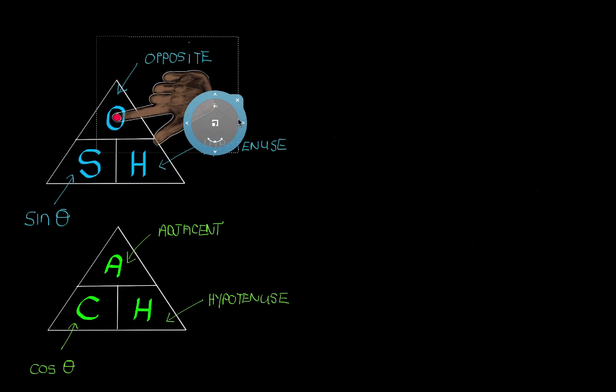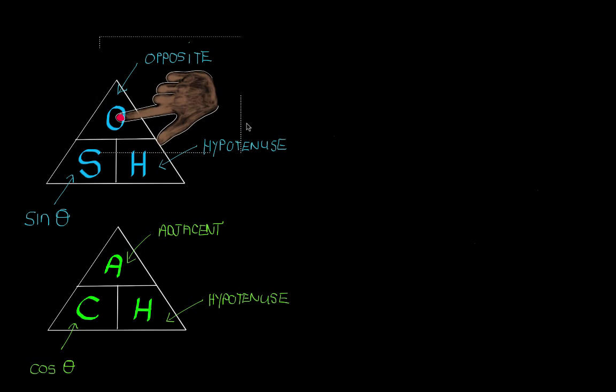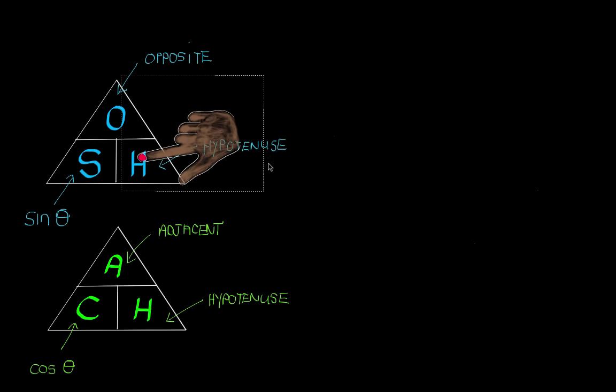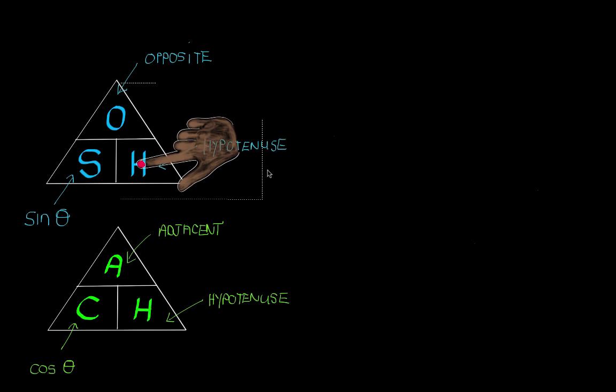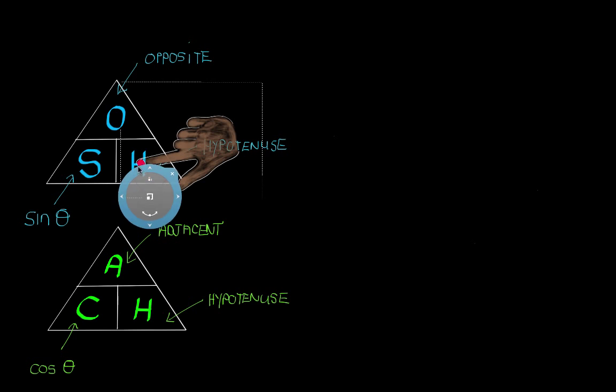Now, on the other hand, if I wanted to work out the length of the hypotenuse, I'll put my finger over the H. And look at this. Now the O is on top of the S. So the length of the hypotenuse is going to equal the opposite length divided by the sine of the angle.